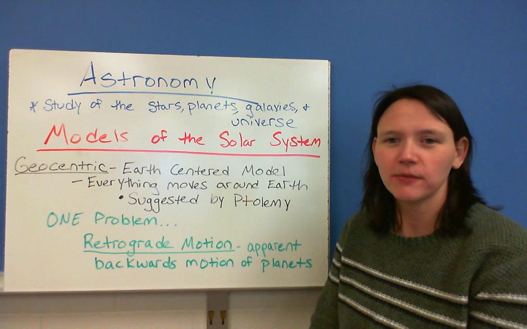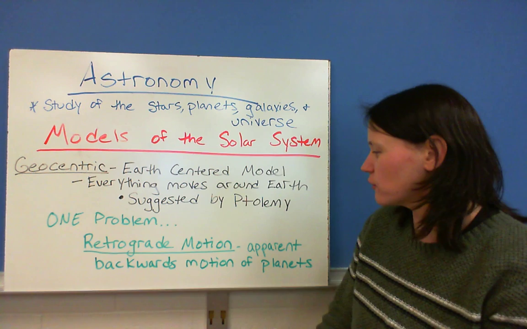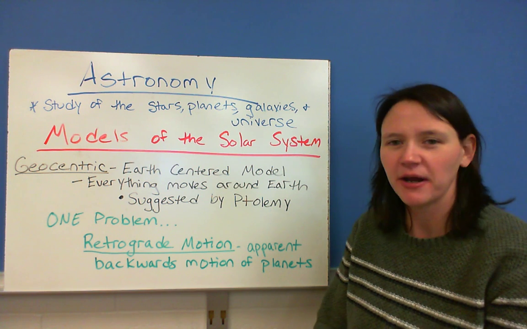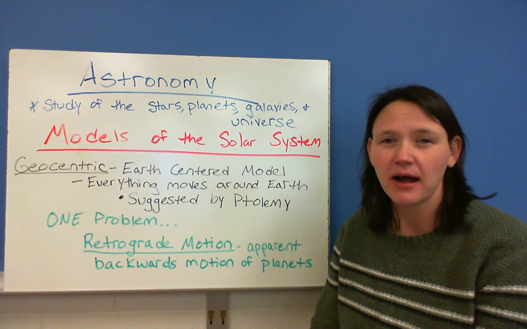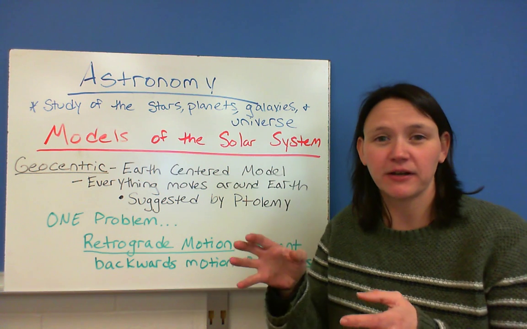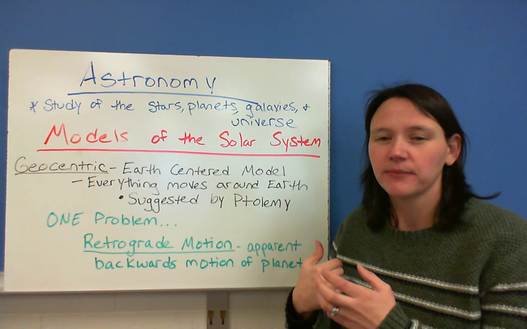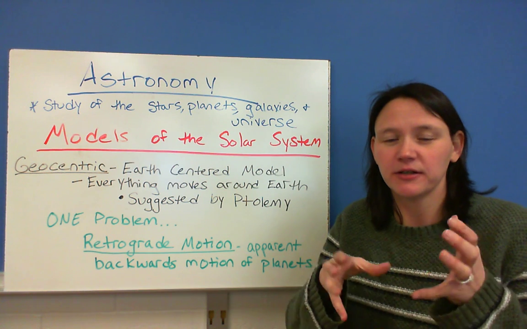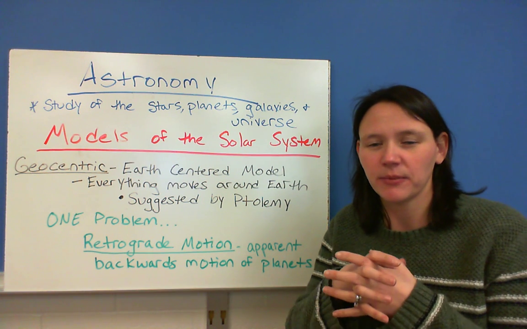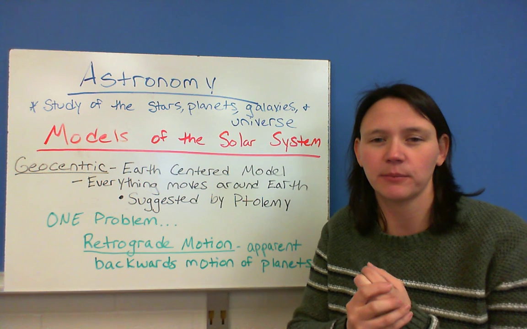But there was one problem with the geocentric model, and that was this idea called retrograde motion, which is the apparent backwards motion of an object. If you've ever sat in a car and a tractor trailer is sitting next to you and it starts to pull away, it feels like you're moving backwards. Okay, you're not going anywhere. You're sitting in place, but it appears that you're moving because of how something else is moving.